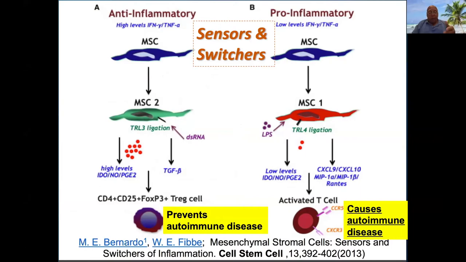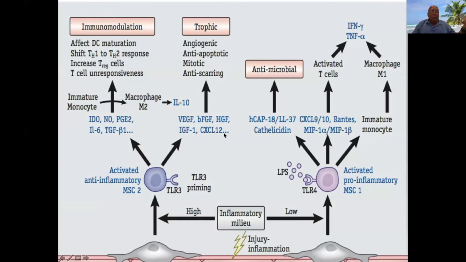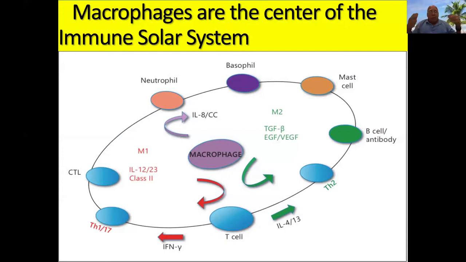Now, again, there is good literature that you can read about this, okay? And again, MSC2 does immune modulation, angiogenesis, mitotic division, and anti-scarring, whereas MSC1 is great for antimicrobial activity, but not necessarily for regeneration. So keep that in mind. An MSC is not just an MSC. It depends on its neighborhood. It's an MSC1 or an MSC2. It's like a Dr. Jekyll and Mr. Hyde, okay? Now, when we talk about immunity, we need to know more about the macrophages. They're what I call the center of the immune solar system, okay?